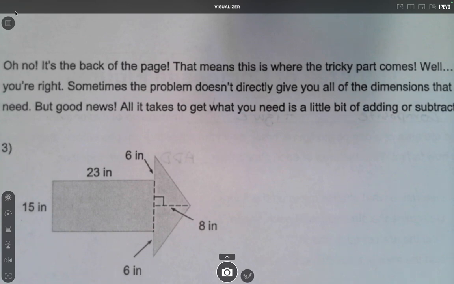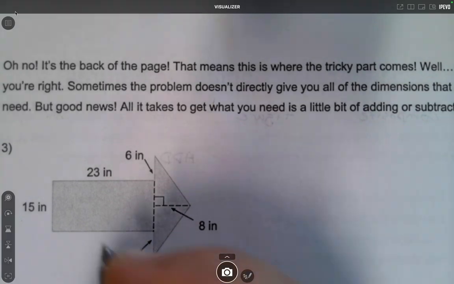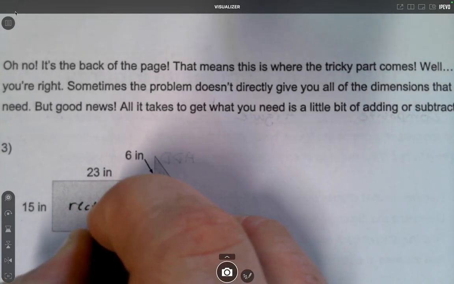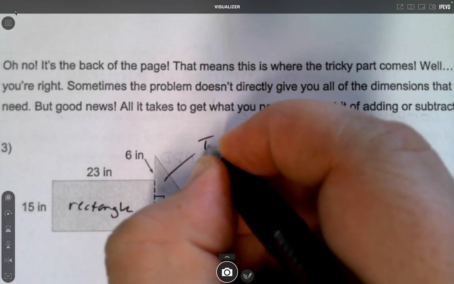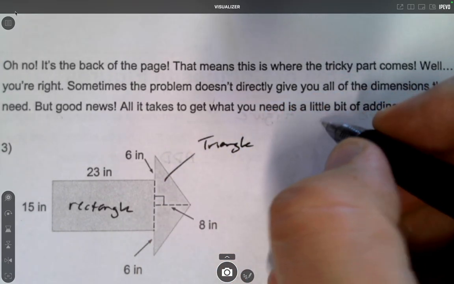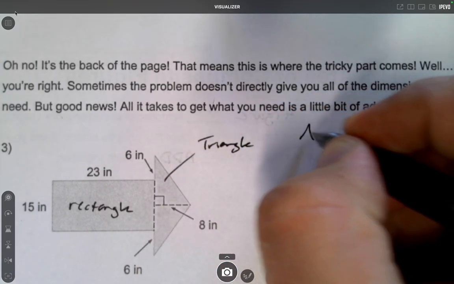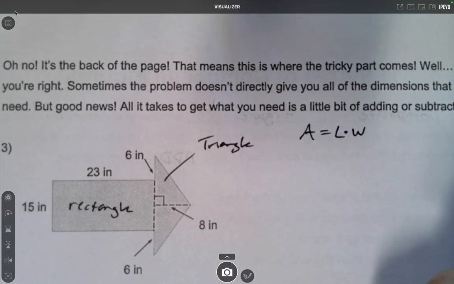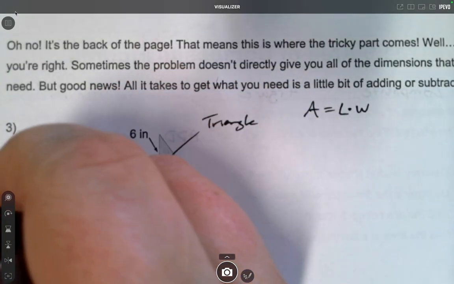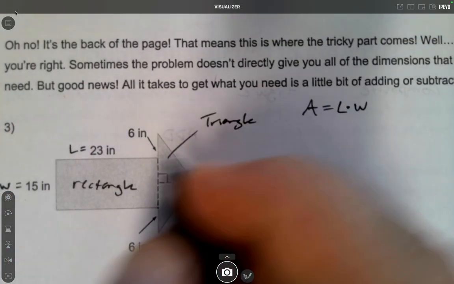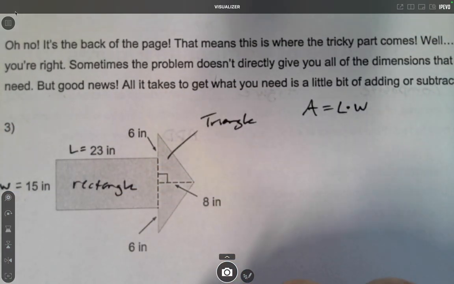Sometimes the problem doesn't directly give you all the dimensions that you need. But the good news is all it takes to get you what you need is a little bit of adding or subtracting. So you'll see what I mean in just a moment. So this time we have a rectangle and a triangle. So let's start with the rectangle. We usually call that length times width. So I'll just say the length is 23 and the width is 15. You could also call that base and height if you wanted to. It would work out either way.